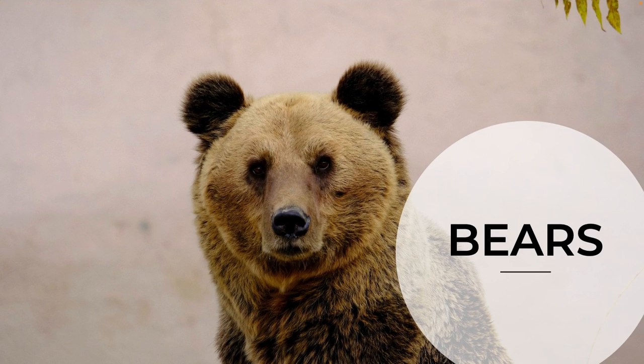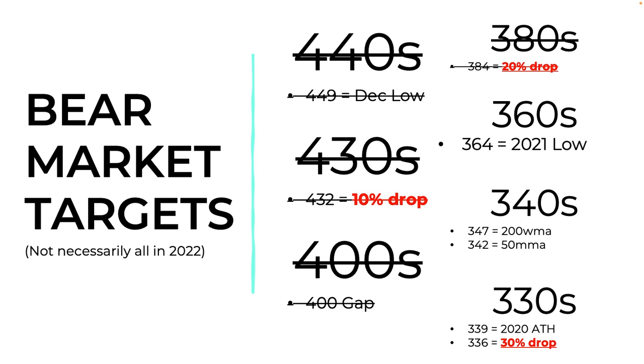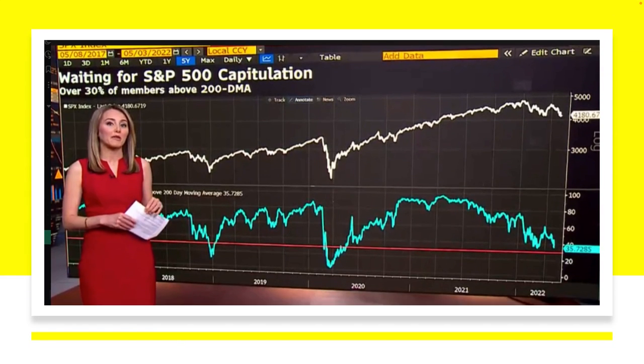In terms of the bears, what do the bears got, right? They look cute until they start taking money out of your account. And there's been more than $4 trillion deleted from the equity market or stock market so far this year. Bear market targets, already went through those. This is from about 2-3 weeks ago.